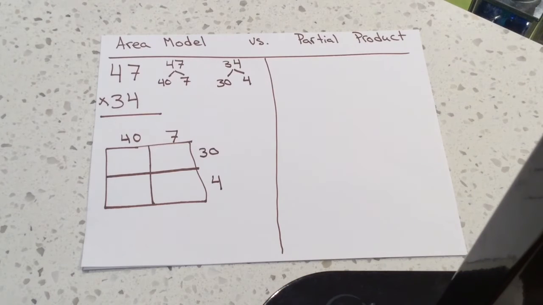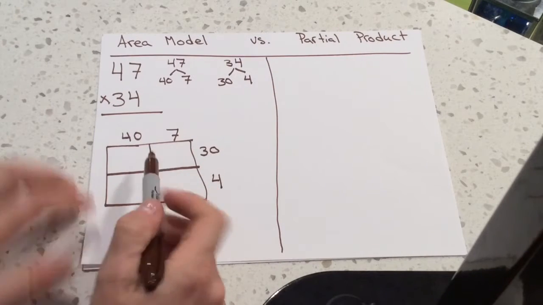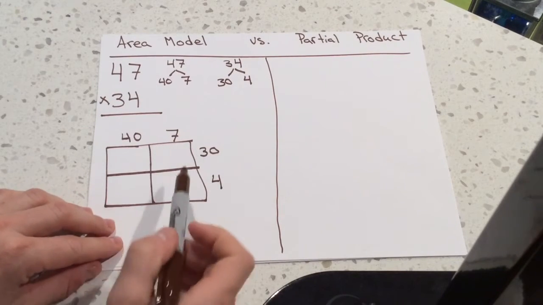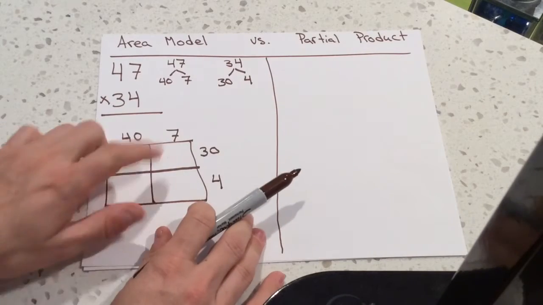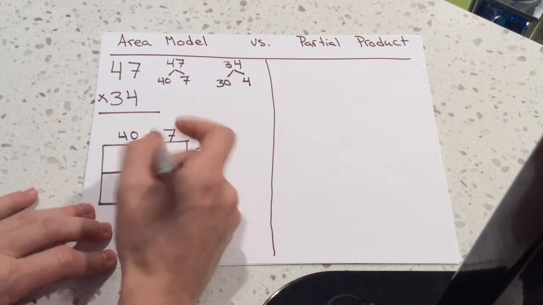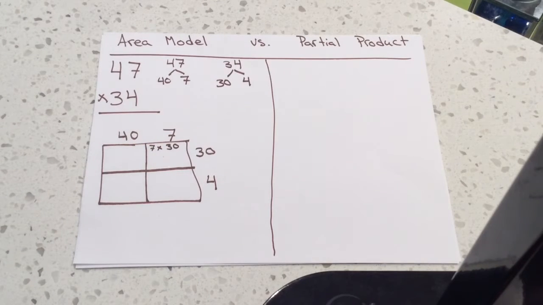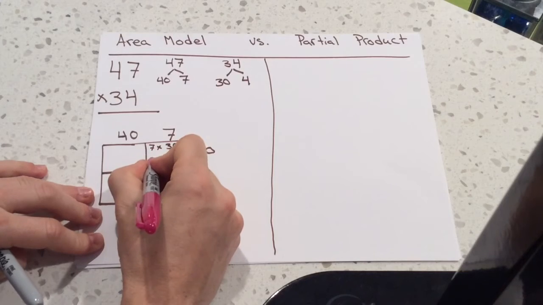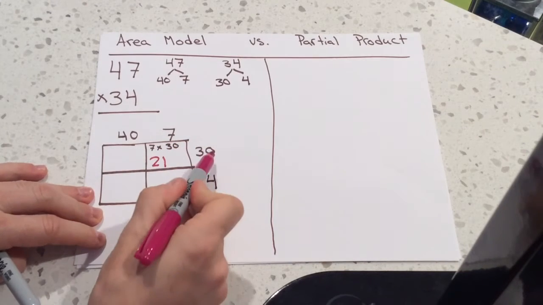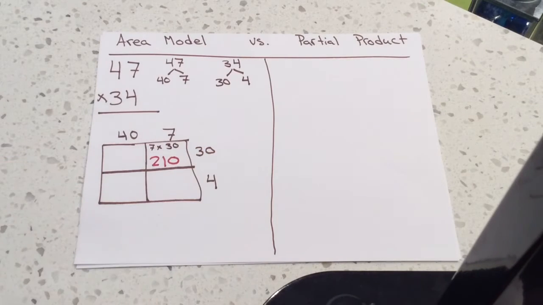Just like you would read a multiplication grid, when we think about how to fill in these 4 boxes, we're going to be looking at where the intersection is of these two values. So in this top right box here, I'm going to be doing 7 times 30. And I know that 7 times 3 is 21. And because there's 1 zero in the number 30, I can add 1 zero to the end of my answer. So 7 times 30 is 210.